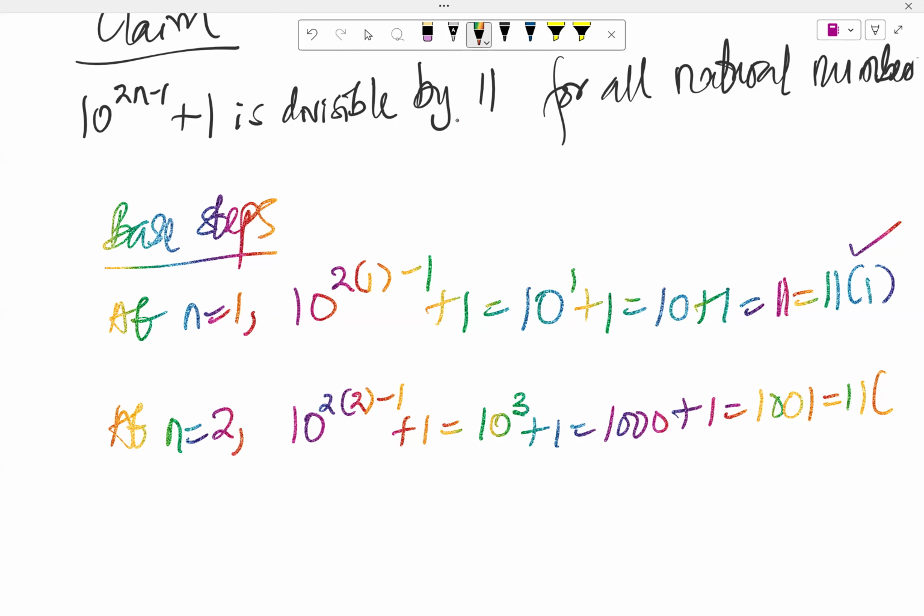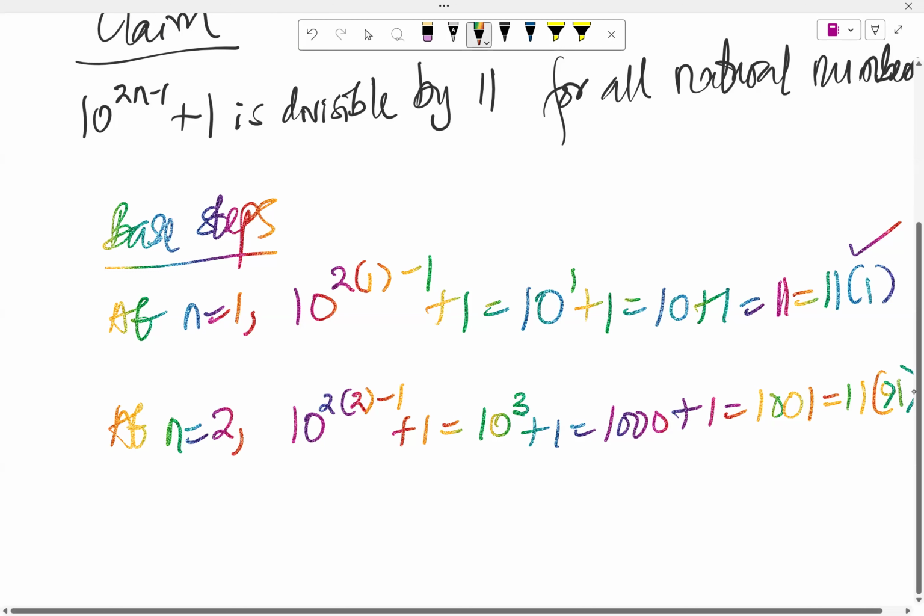Looks so simple. Let me be sure of that. I think it should be 99, right? Let's be very sure. So 1,001 divided by 11. Okay, that is 91. So that's 11 times 91, which is also fine, right? So that's about the base step.